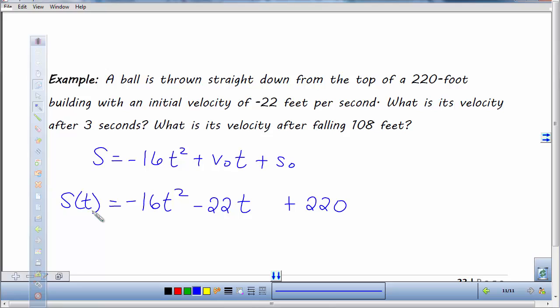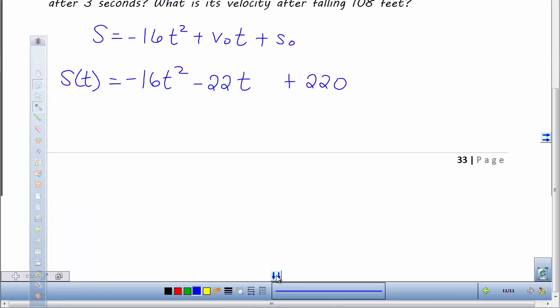All right, we've got 2 questions. What is the velocity after 3 seconds? Well, to find the velocity, what am I going to do? Nope, we got to do something else first. Take the derivative. v of t is the derivative of the position function. So in this case, negative 32t minus 22.